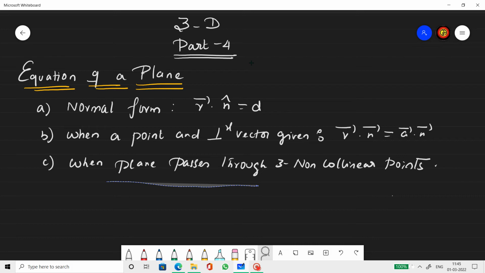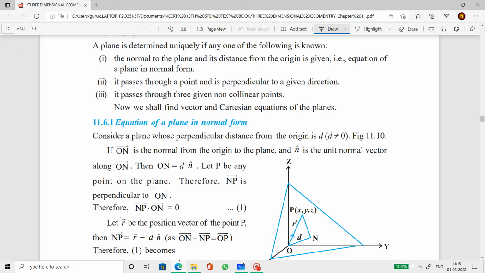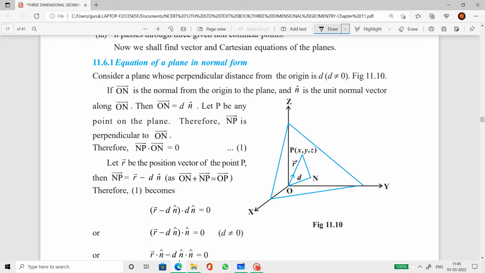I'm going to use your textbook to explain the proof. Yes, here we start. Equation of a plane in normal form. Consider a plane whose perpendicular distance from the origin is d vector. As you can see, there is a plane given over here whose distance from the origin is d vector. ON is the normal from the origin to the plane.